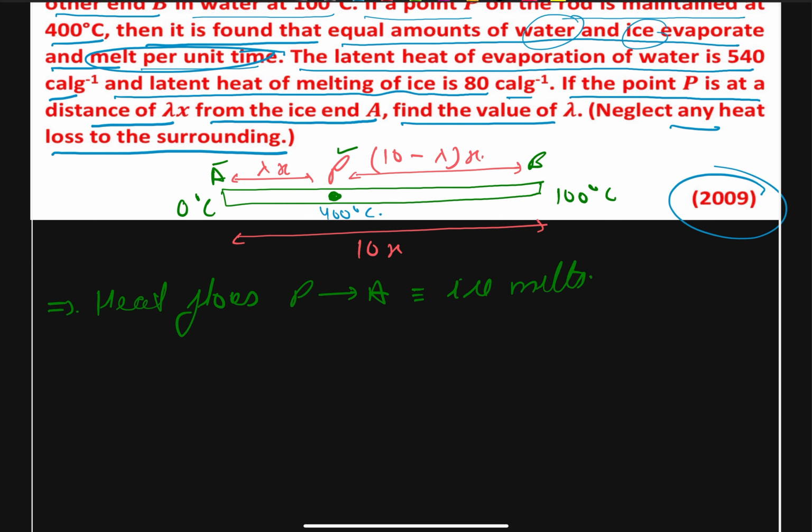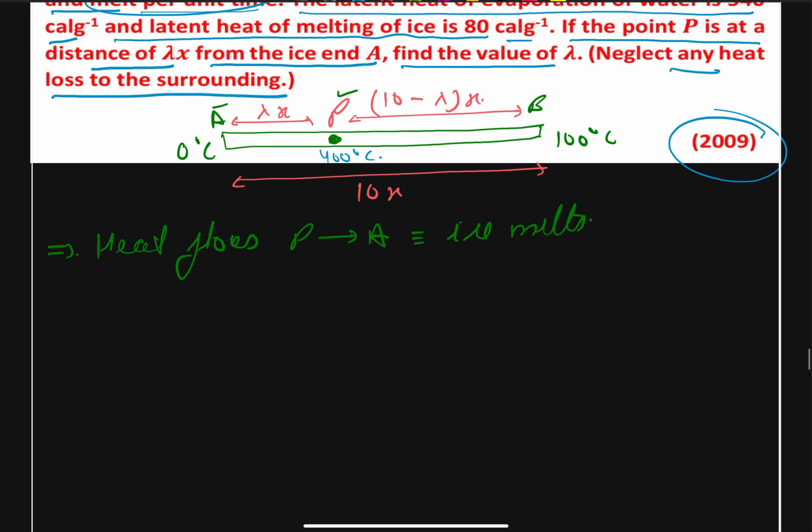And there will be heat flow from P to B, and because of this the water evaporates and ice melts at 0 degree centigrade, and the water evaporates at 100 degree centigrade. Okay, and it is said that an equal amount of water evaporates as well as ice melts.